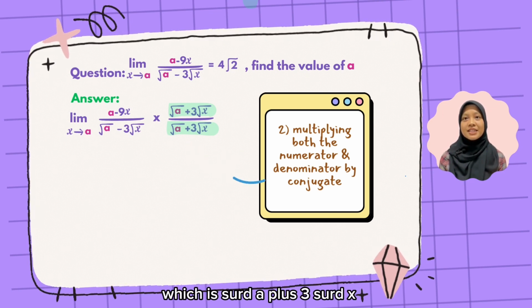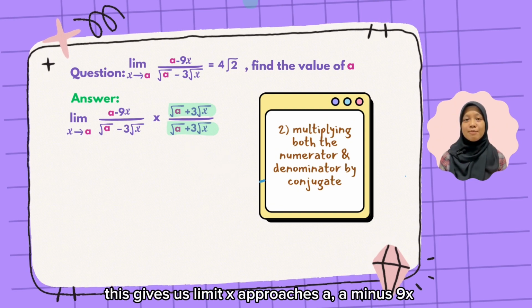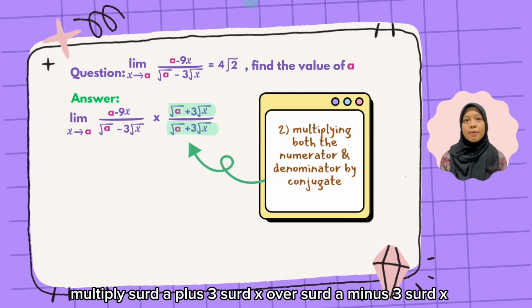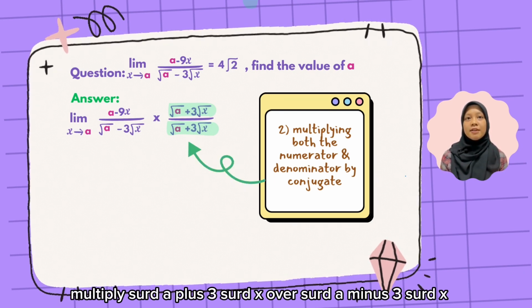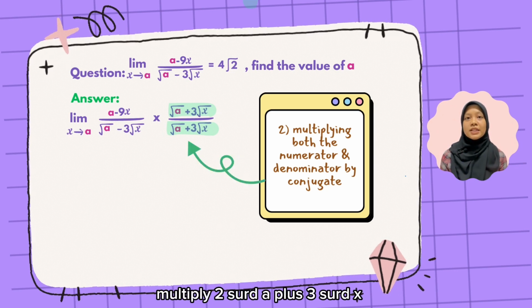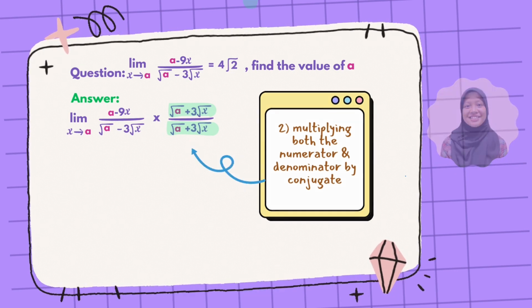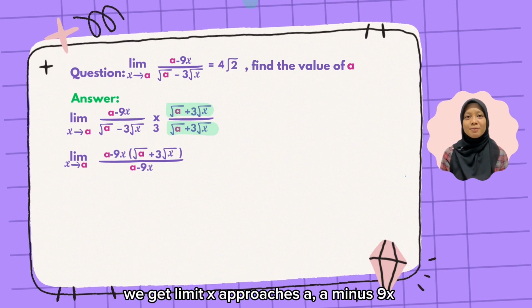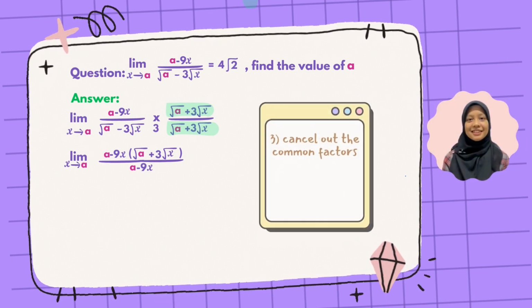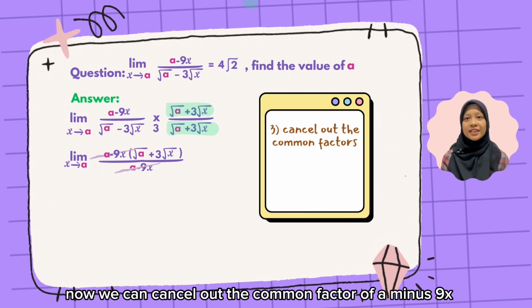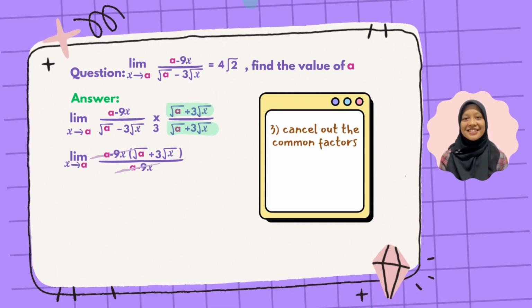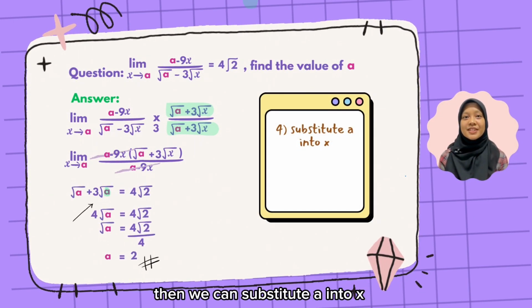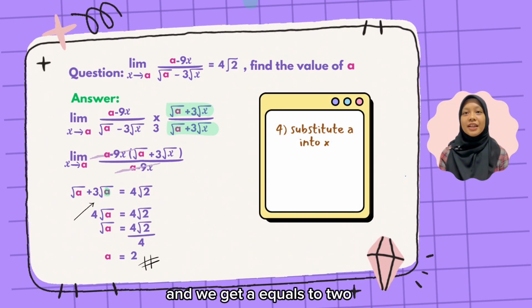which is √a + 3√x. This gives us the limit as x approaches a of (a - 9x)(√a + 3√x) over (√a - 3√x)(√a + 3√x). Simplifying further, we get the limit as x approaches a of (a - 9x)(√a + 3√x) over (a - 9x). Now, we can cancel out the common factor of a - 9x. Then, we can substitute a for x and we get a equals 2.